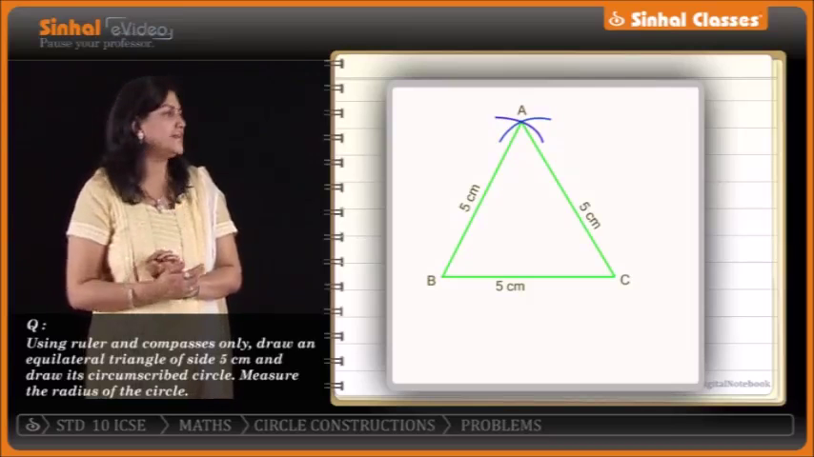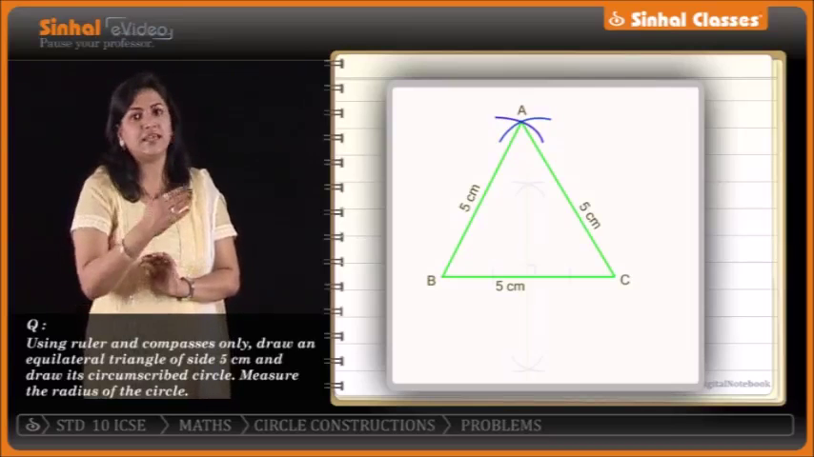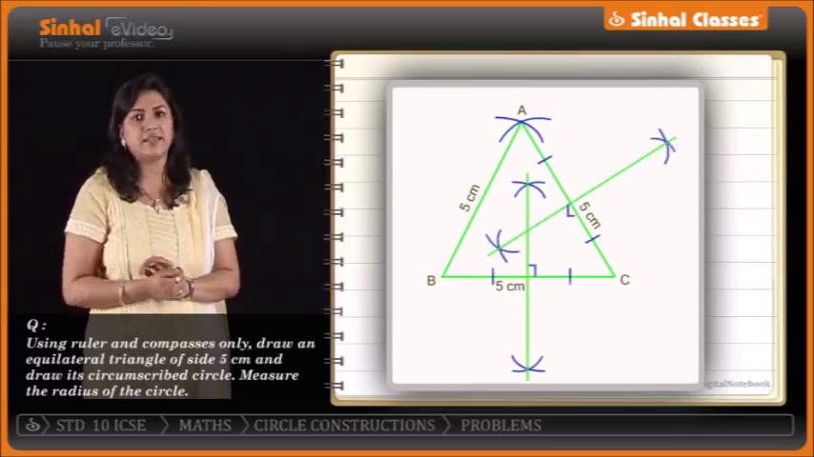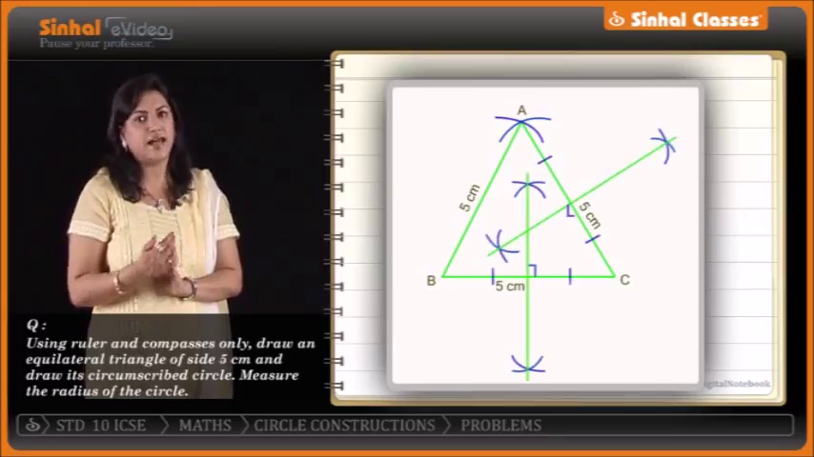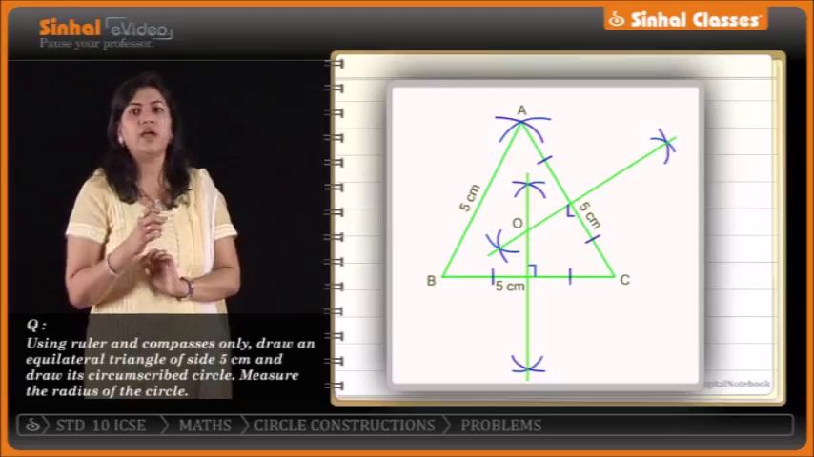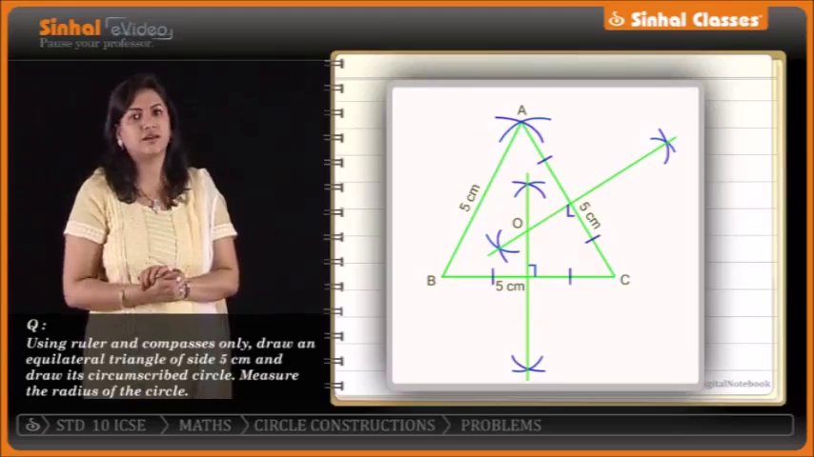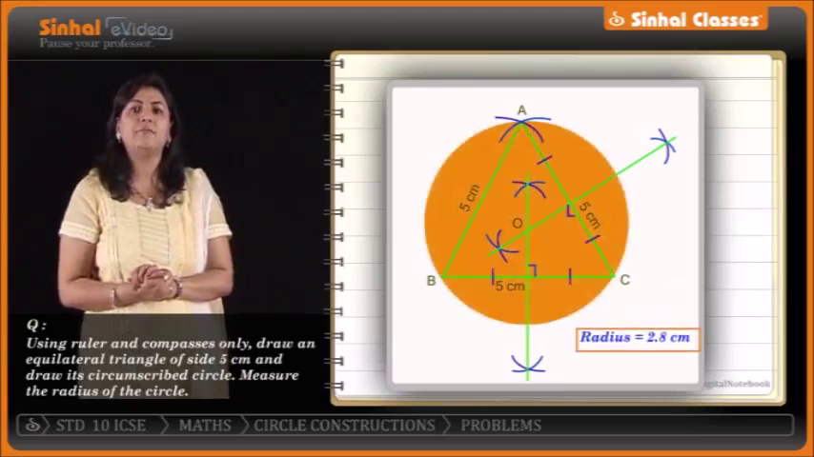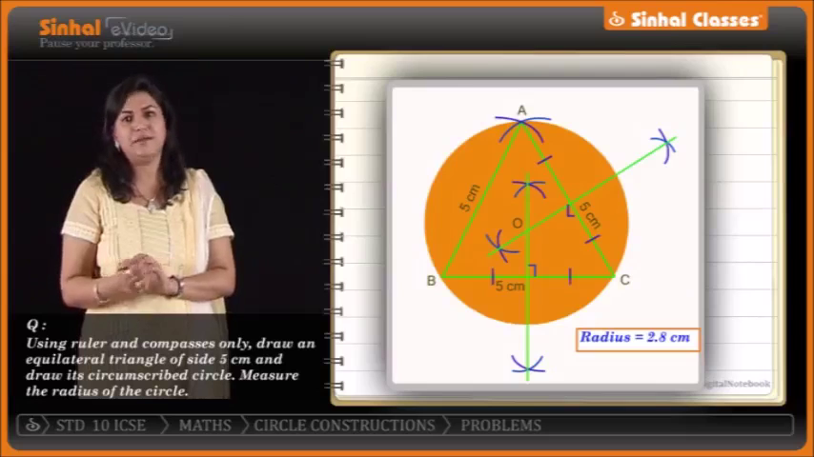So we bisect the sides BC and AC. Let the perpendicular bisectors meet at the point O. Now with O as center and radius OA, OB or OC, we draw a circle. So we get the required circumcircle passing through the points A, B and C.